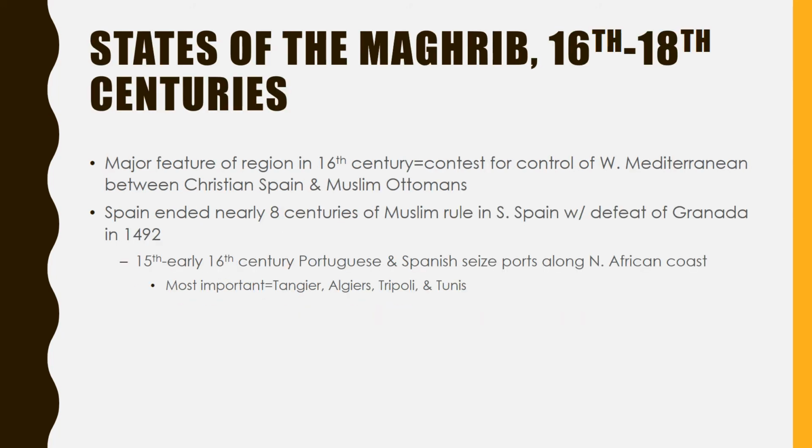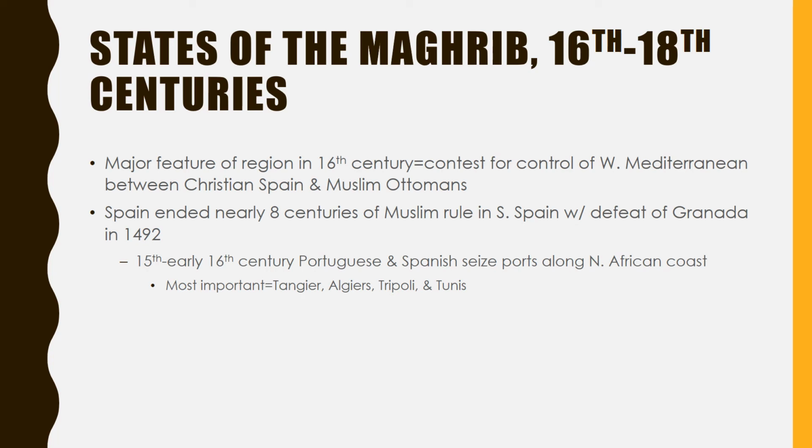So the major feature of this region, the Maghreb in the 16th century, is going to be a contest for control over the Western Mediterranean between Christian Spain and the Muslim Ottomans. So remember what the Maghreb is. Geographically, the word comes from the Arabic term the West. So we're talking about northern Africa, west of Egypt. So there's Egypt, and then that whole northern half to the west is the Maghreb. So what's going on here? There's going to be a jostling for control between Christian Spain and the Muslim Ottoman Empire.